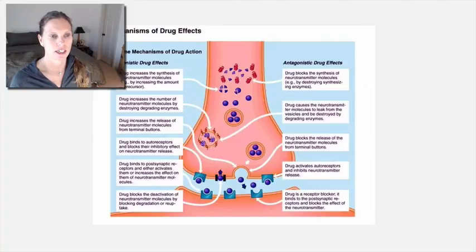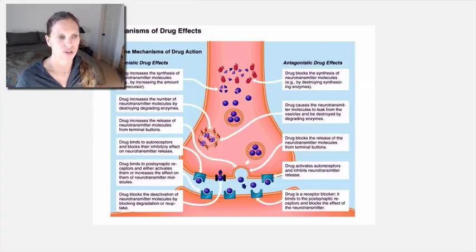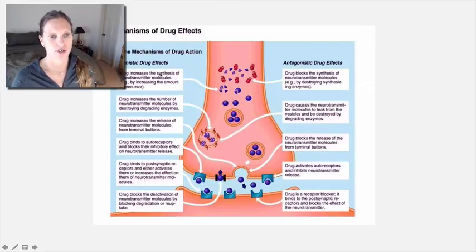Of course, we're going to look at a lot more detail at this as we go. But here's a visual, summarizing what I just told you. So here are the agonists over here. Here are the antagonist actions over here. And again, these are the things I just mentioned, right? The drug increasing the synthesis of the neurotransmitter molecules, so you make more. Usually you do that by giving more substrate, giving more precursors. You can increase the number of molecules by destroying the degrading enzymes. I just talked about that. You know, you can do all kinds of stuff, right? There's all sorts of things.